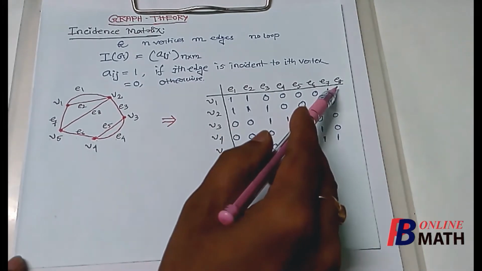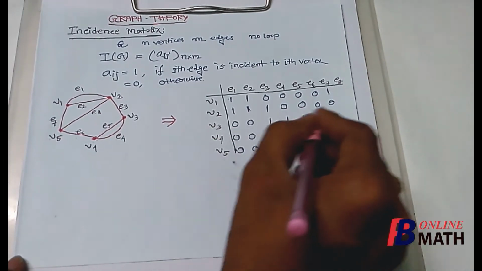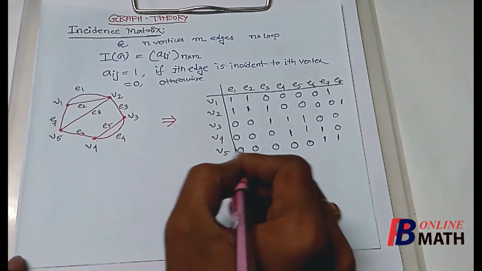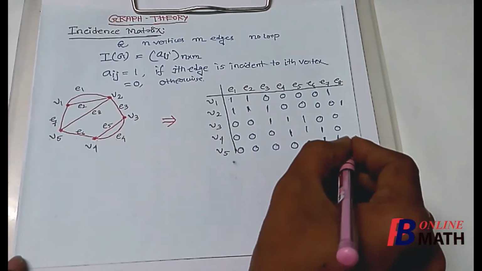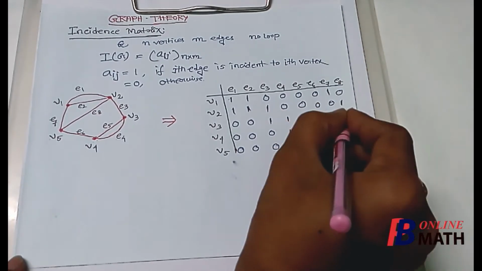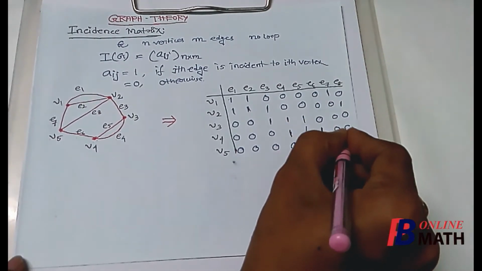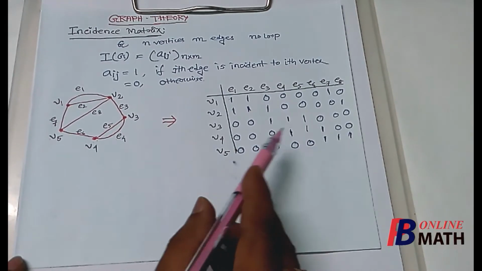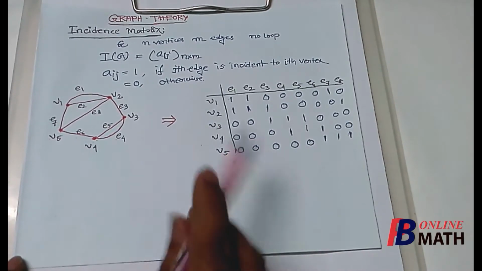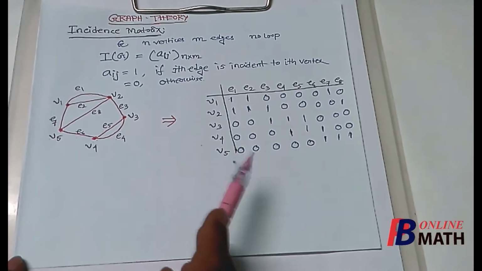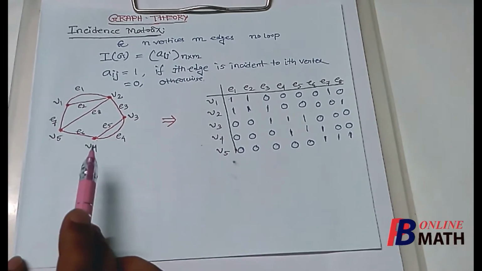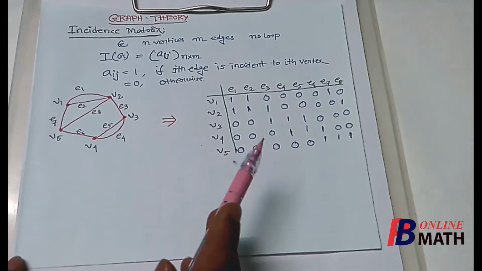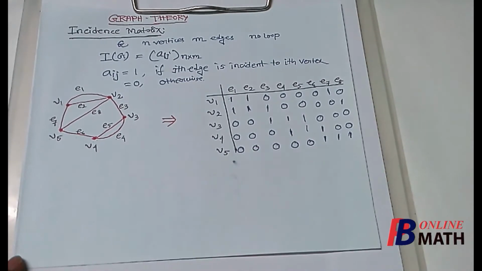So in the column of E8, we put 1 in the row of V2 and we put 1 in the row of V5, and we put zeros for the remaining elements. So thus we have obtained the incident matrix of this graph. This is very easy to obtain from any undirected graph. If the graph contains no self loop, then we can find the incident matrix of this graph.